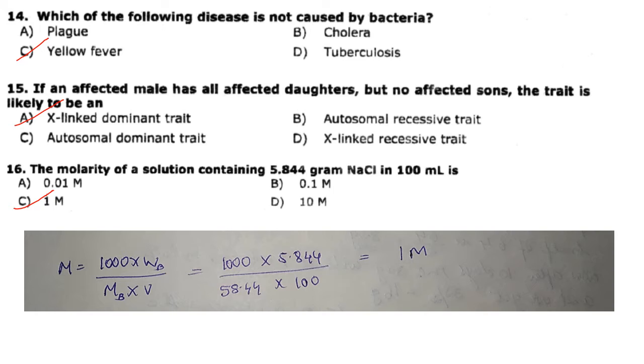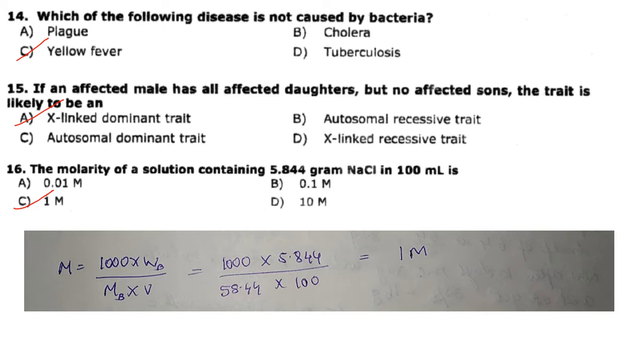If an affected male has all affected daughters but no affected sons, the trait is likely to be an X-linked dominant trait. So the affected male doesn't transfer its affected gene to the sons, it is the daughters that will get affected if the male is affected. So it is X-linked dominant trait.